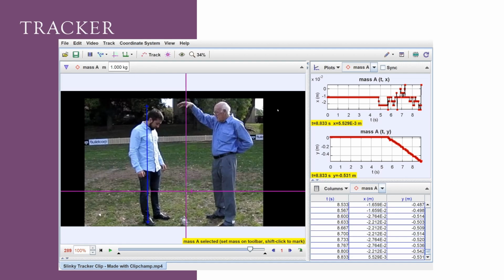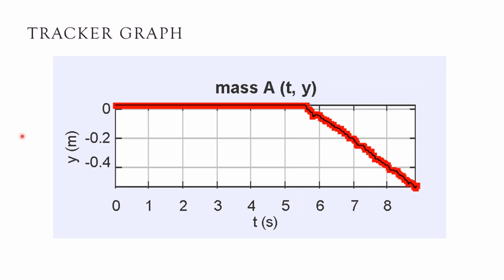So here's that graph a bit closer up. You can see how our y displacement is 0 meters until about 5.57 seconds, and then the bottom of the Slinky begins to fall. And this height is based off of the height of the YouTuber in the video, which is 1.75 meters. So it fell roughly negative 0.5 meters in total.